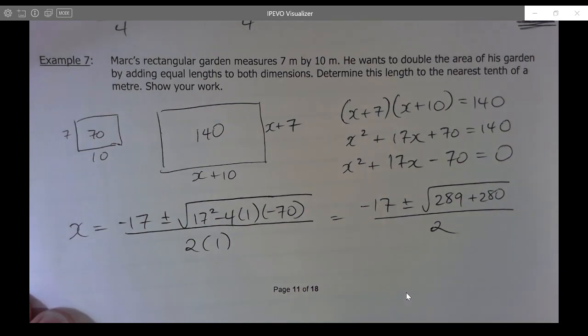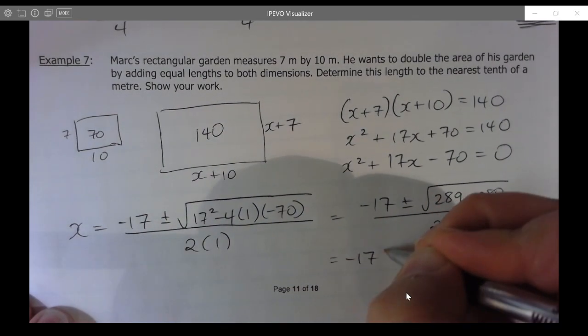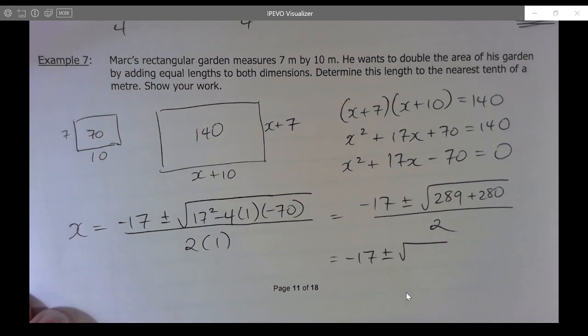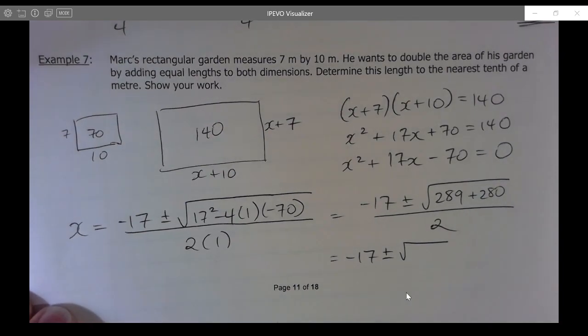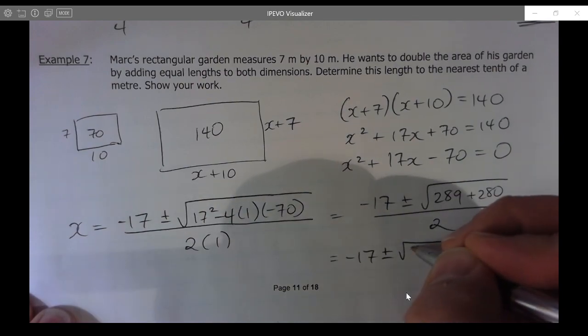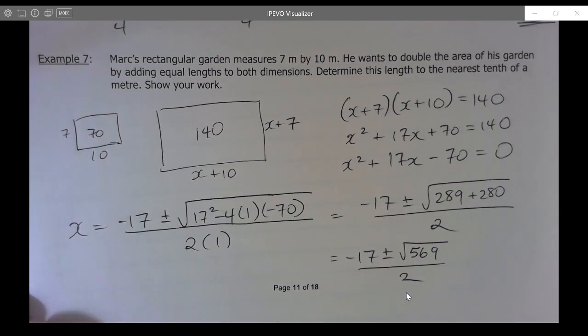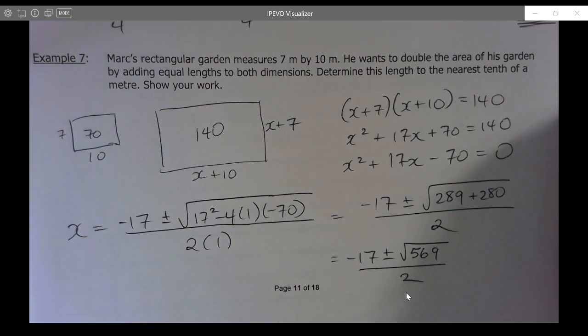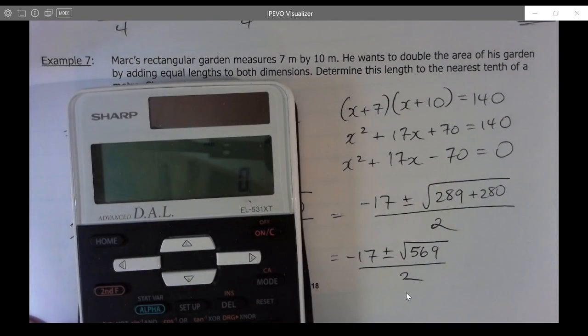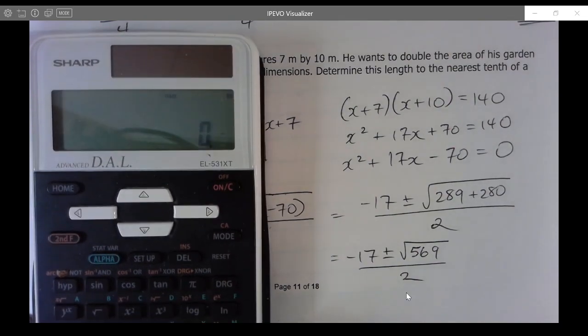So that's going to be negative 17 plus or minus the square root. What would that be? 569? Am I right about that? 569? 28 and 28 is 56 plus 9. Yep, 569. All over 2. I don't think 569 is a perfect square, so I'm going to have to go to the calculator. So yeah, this is definitely a calculator problem.